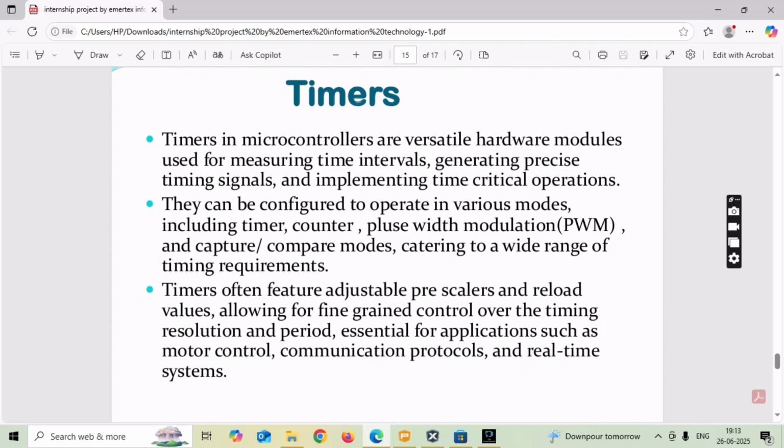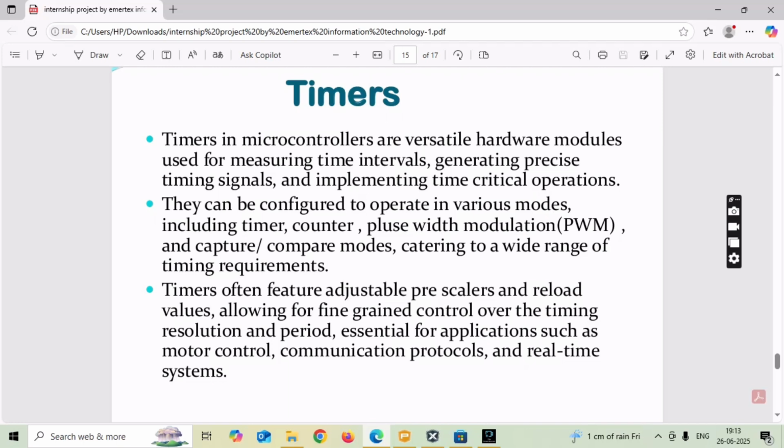Then we can see timers. Timers in microcontrollers are versatile hardware modules used for measuring time intervals, generating precise timing signals, and implementing time critical operations. They can be configured to operate in various modes, including timer, counter, pulse width modulation, which is PWM, and capture or compare modes, catering to a wide range of timing requirements.